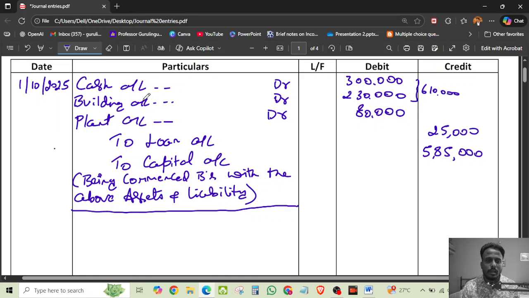Cash account, building account, plant account, these are the three which the business is receiving, and one or the other day this loan amount has to be paid by the business. And also this capital, you might think this is an asset. No, it is not an asset, because one or the other day the business has to pay Mr. Abhi. So therefore capital is always a liability.